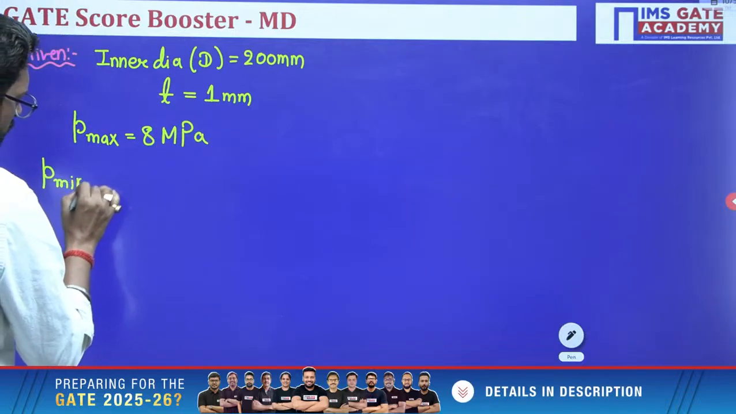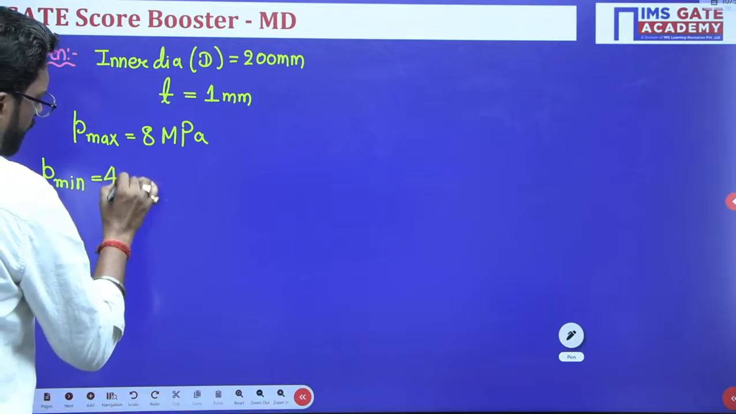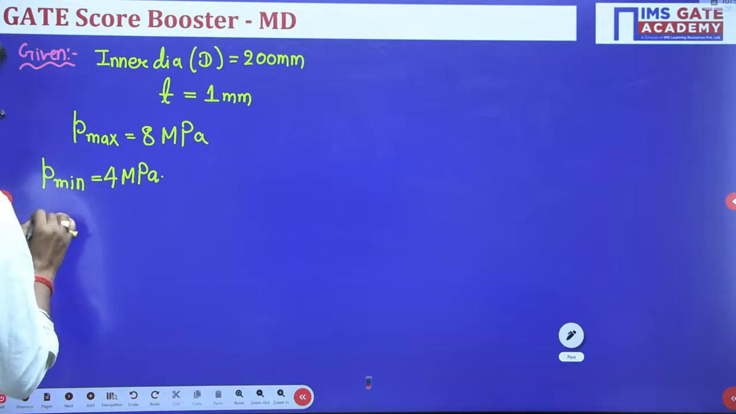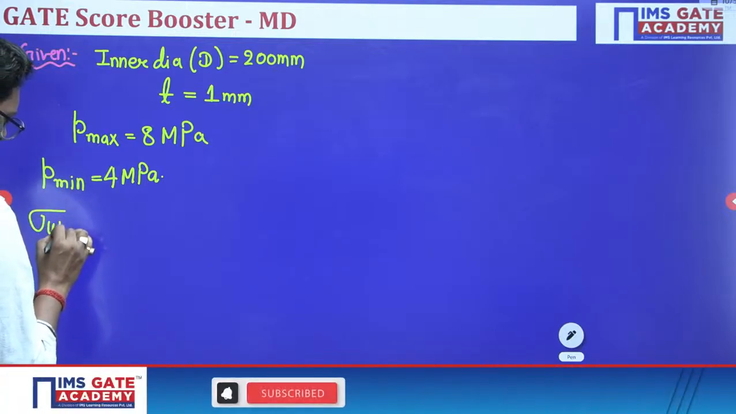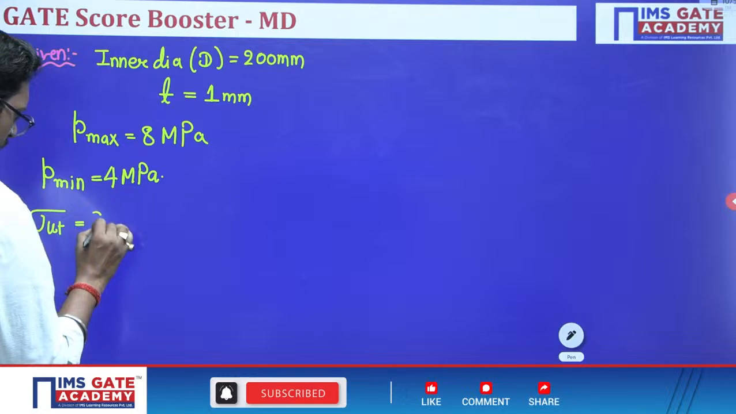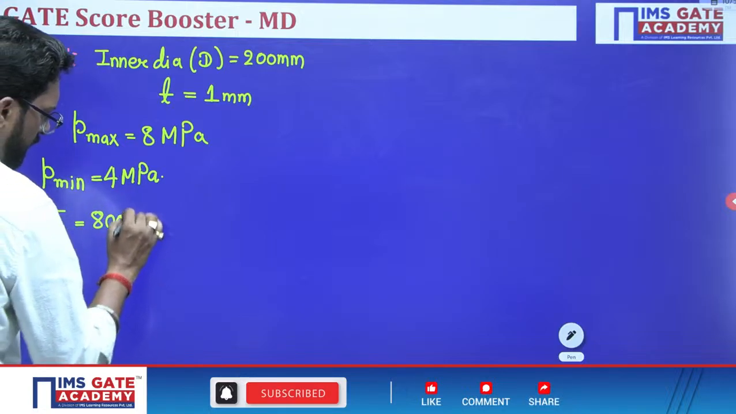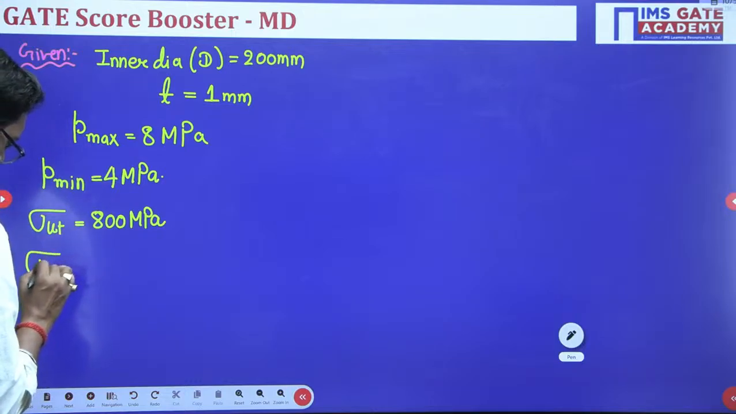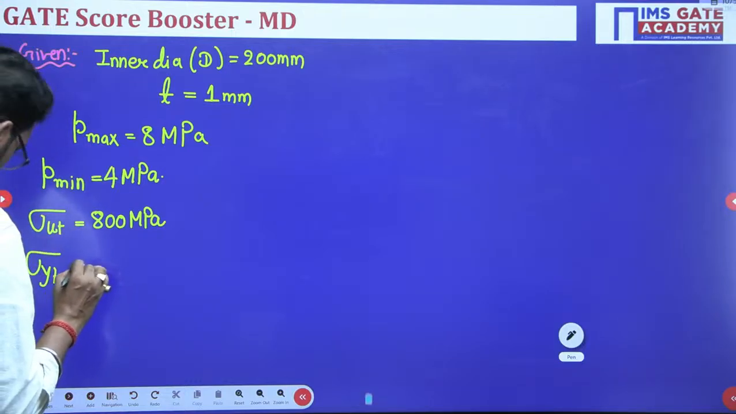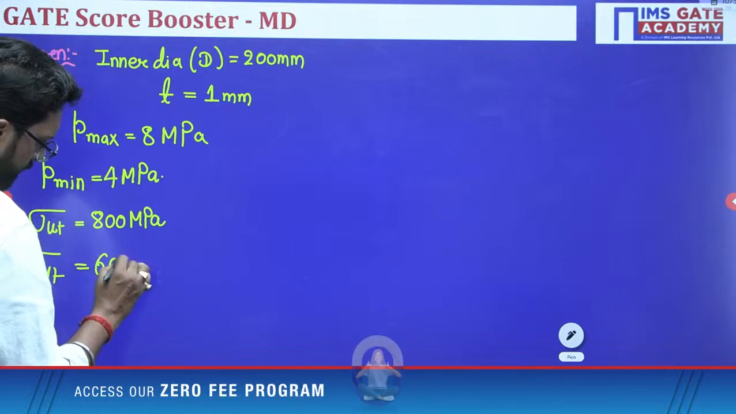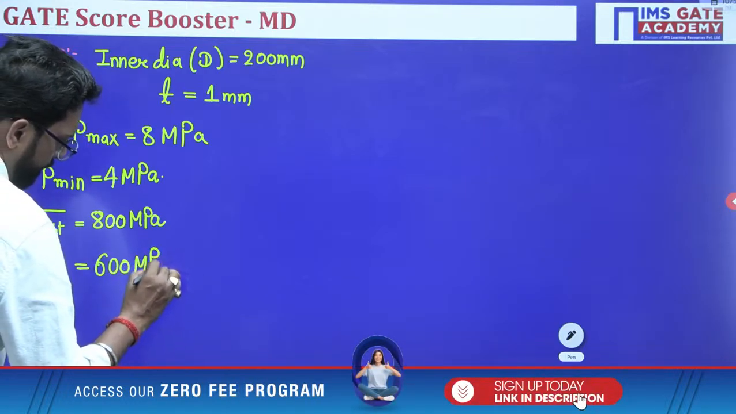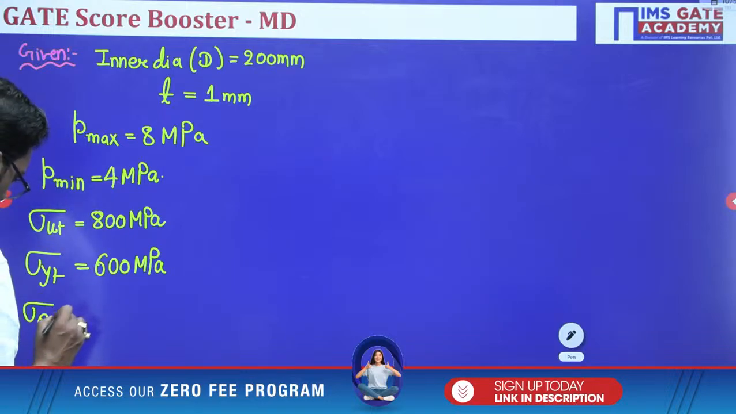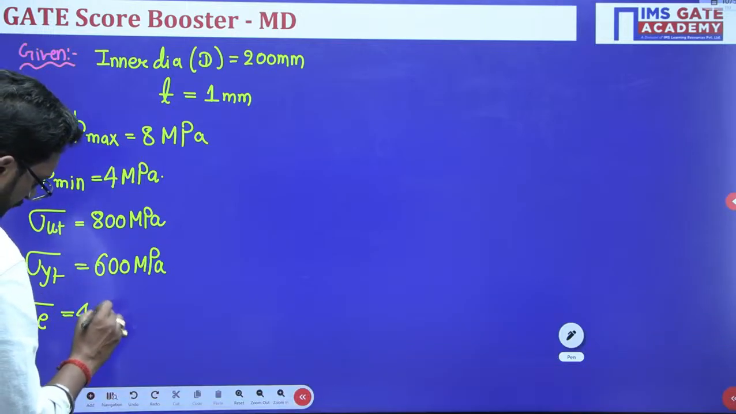Minimum pressure is 4 megapascal. Ultimate tensile strength is given as 800 megapascal. Yield tensile strength is given as 600 megapascal. Corrected endurance limit is given as 400 megapascal.